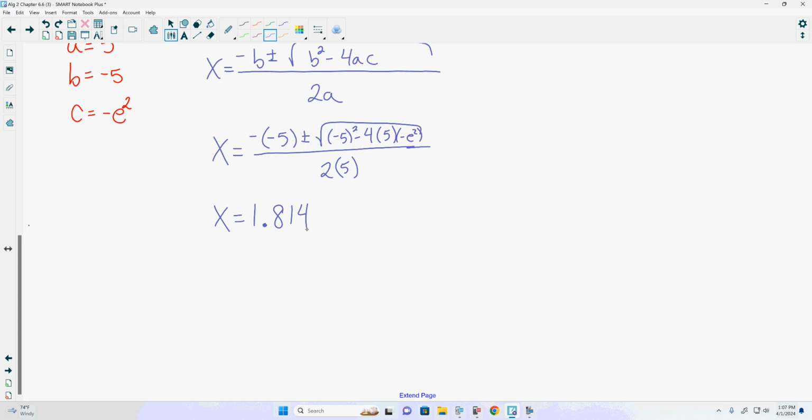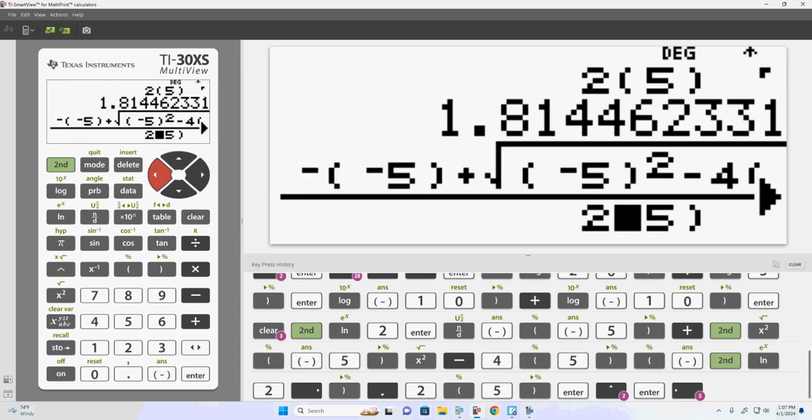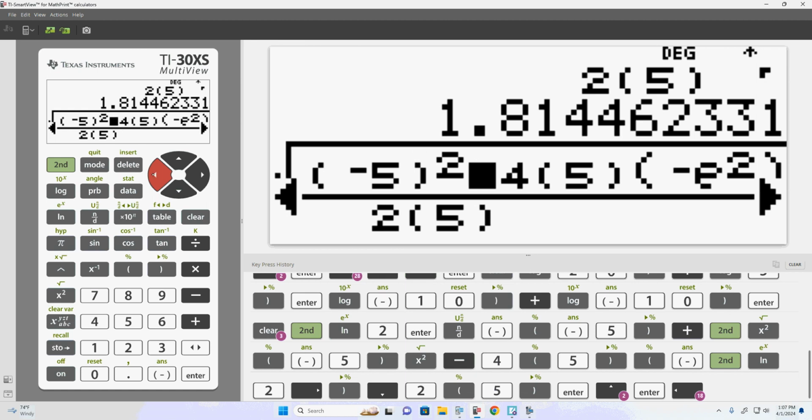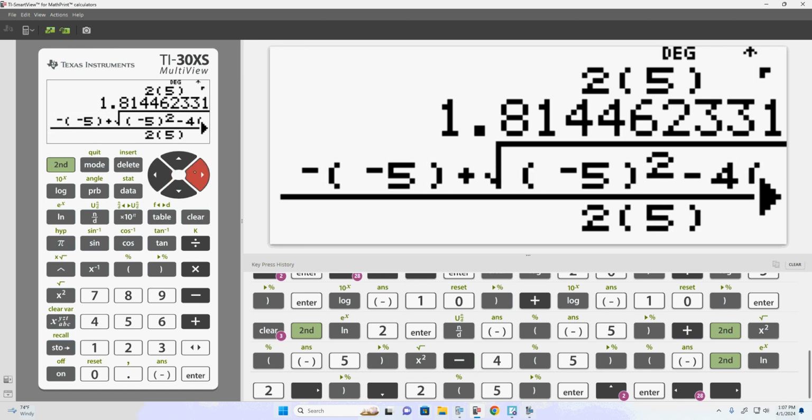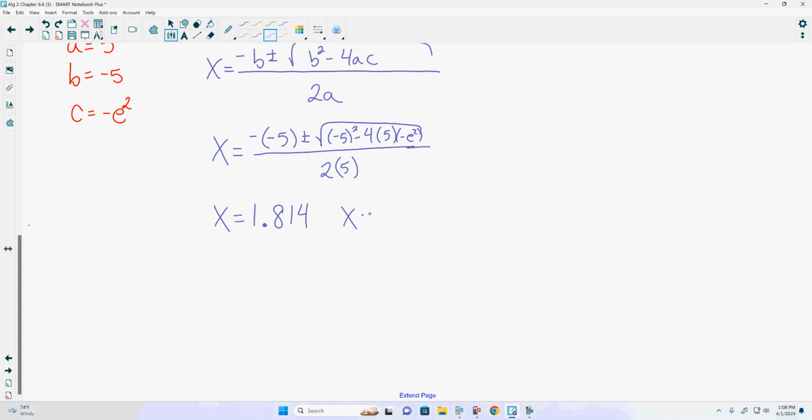But for the most part, once we get it there, we just plug it in and let the calculator do it for us. Now there is one other answer, and we just have to change the sign in front of the radical. It's better with the graphing calculator because it's very accessible. We can just put the cursor over the top of it and hit minus, and it'll replace it. Negative 0.814. That's pretty much it.